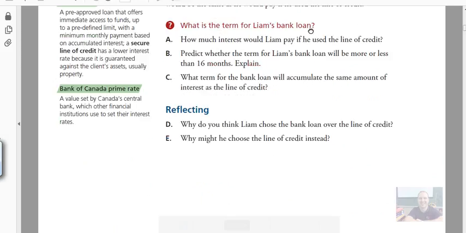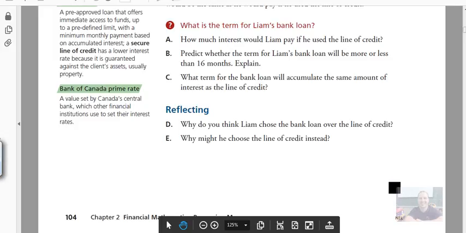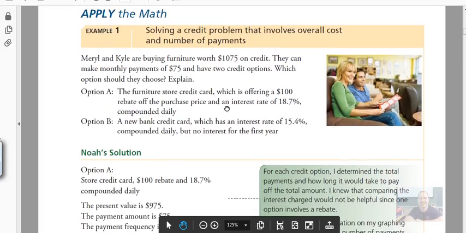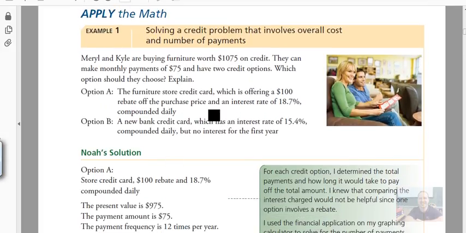Okay. Just for sake of time, I want to go through example 1 in your textbook. Let's take a look at this and work through it, so you get the idea of what it is we're doing. Meryl and Kyle are buying furniture worth $1,075 on credit. They can make monthly payments of $75, as part of their budget. That's what they have to spend, and they have 2 credit options. Which option should they choose? Explain.